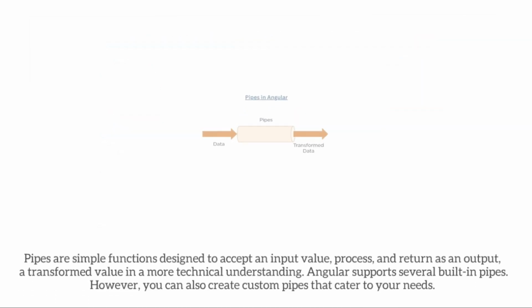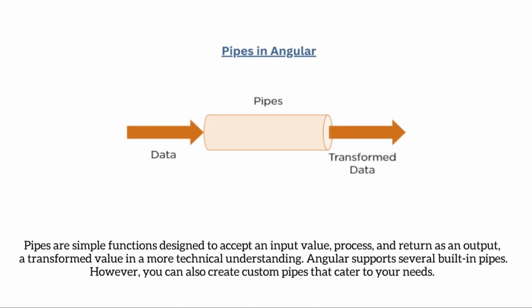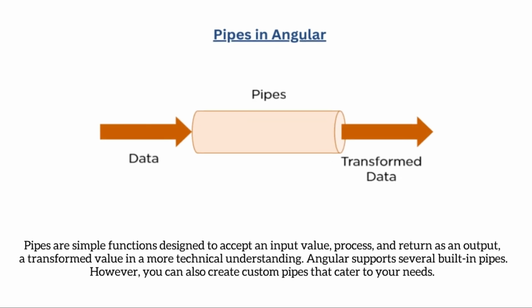Pipes are simple functions designed to accept an input value, process it, and return as an output a transformed value in a more technical understanding. Angular supports several built-in pipes. However, you can also create custom pipes that cater to your needs.